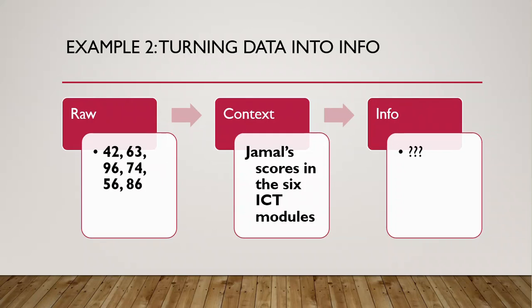Next, the same thing. We have the previously shown raw data: 42, 63, 96, 74, 56, 86. Nothing can be concluded from this raw data unless it is given the context. So if the context for this raw data is Jamal's scores in the 6 ICT modules, there must be certain information that can be derived from this raw data.